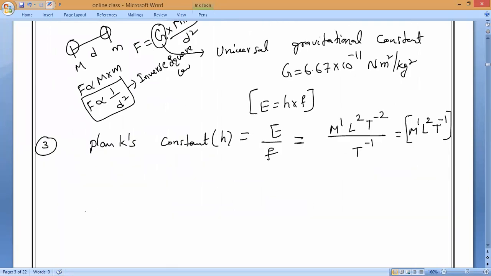Next, Boltzmann constant. You will get it in 12th class chemistry. PV equals nRT. In that, you will get the constant. So, Boltzmann constant.